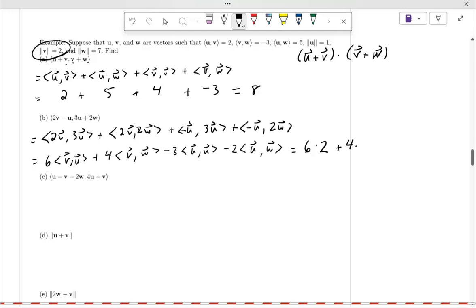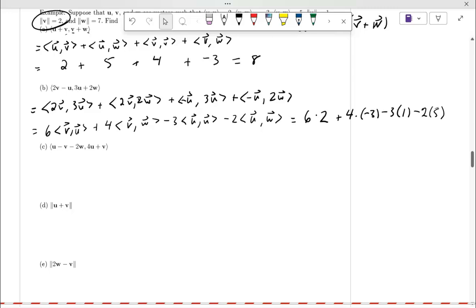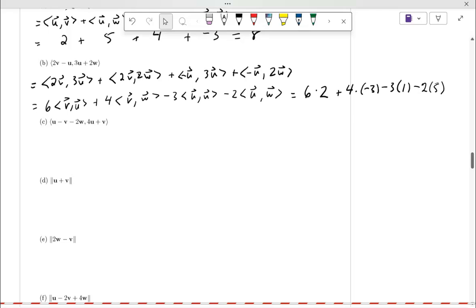V and W, -3. U and U, was just 1, because 1 squared is 1, right? And then the last one, U and W, was 5, right? Whatever that simplifies to. What the calculator's for. Not that I couldn't do it, but I just don't feel like. That okay? Notice you can do the next one as well. I'll leave the next one for practice.